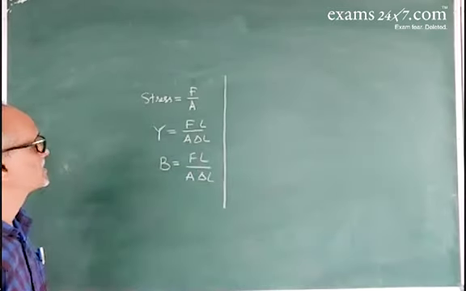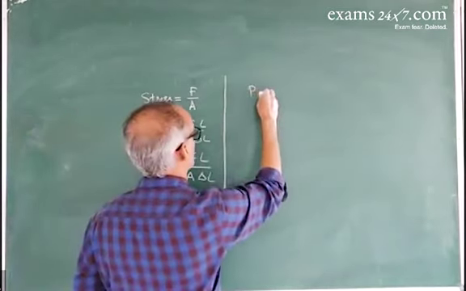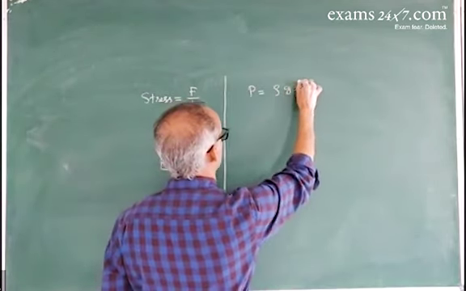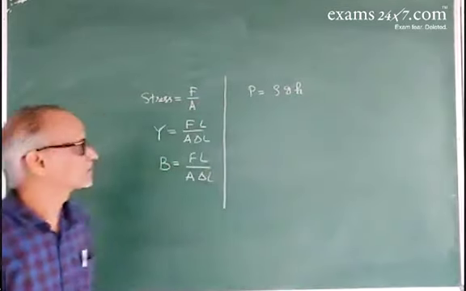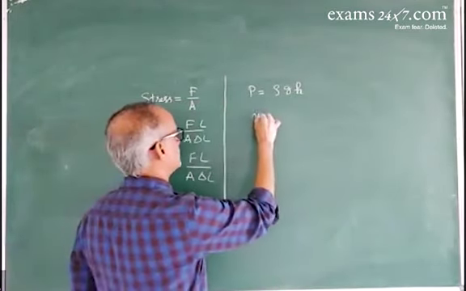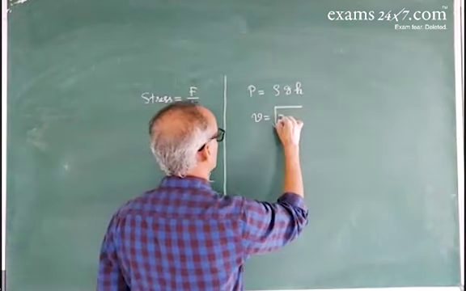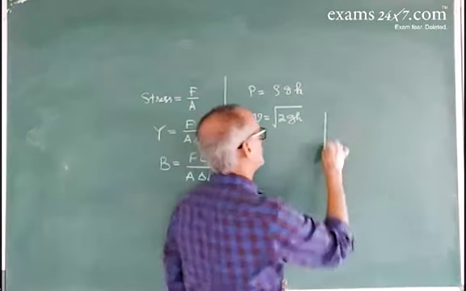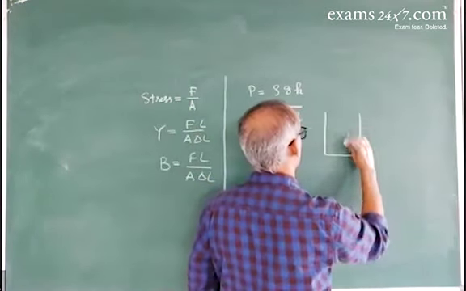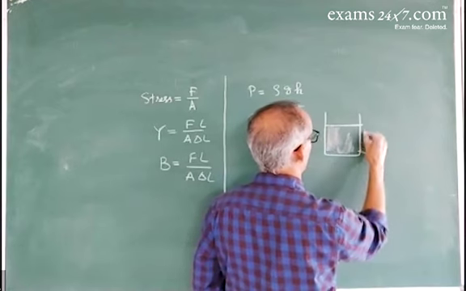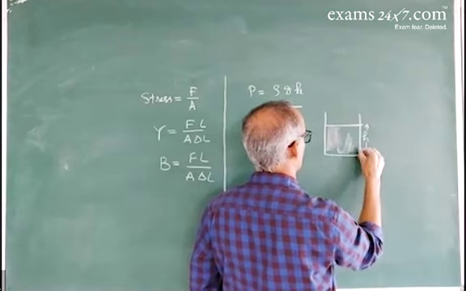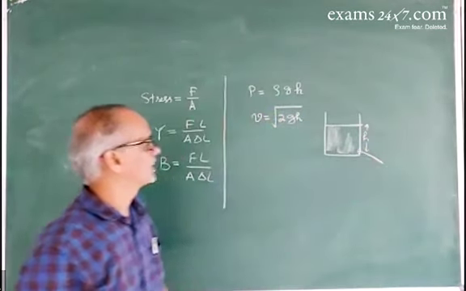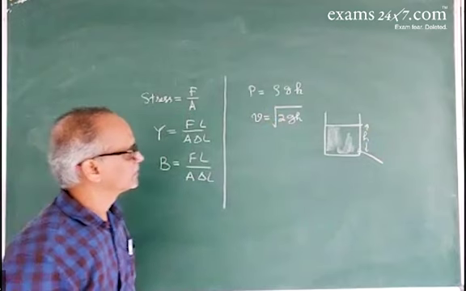And in mechanical properties of the fluids, we have the formula for the pressure, which is P is equal to rho g h. Velocity of efflux, V is equal to root of 2gh, that is velocity of a liquid emerging out of a tank or a container, where h is the depth of the orifice through which the liquid emerges. V is equal to root of 2gh.